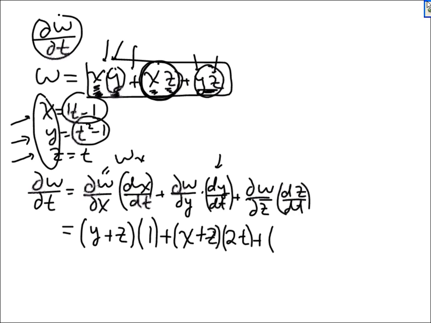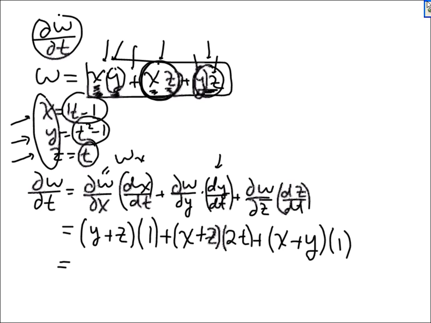Plus the derivative of xz. Z is the variable, x is a constant. The derivative is just a constant. Same in the next case. You have yz. Y is the constant. The derivative is just y, times dz dt. The derivative of t is just 1.